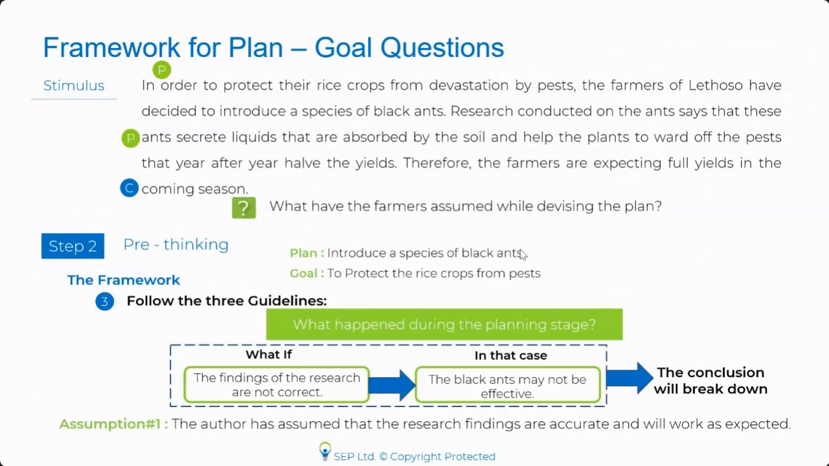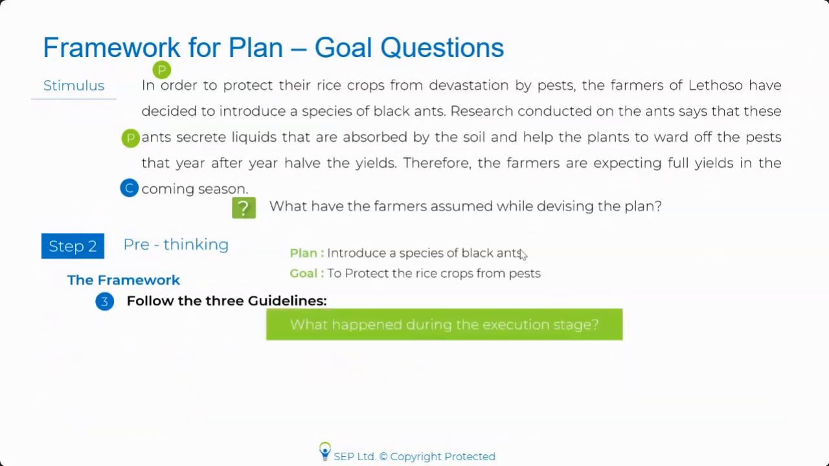So the direction in which you are thinking is: what kind of inputs went into the planning stage? Notice you are already given that research has said this. So all you need to think about is whether that research is correct or accurate, whether the basis on which the plan was planned is correct or not. You think in that direction. So the first guideline is to think about what happened during the planning stage.